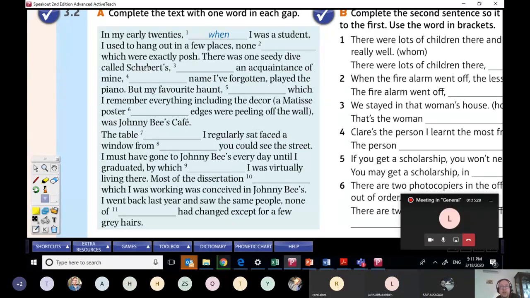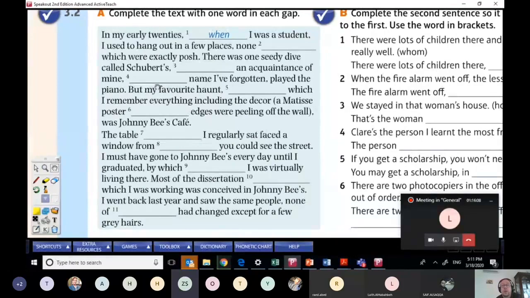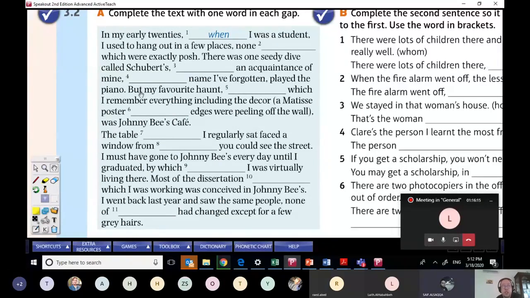So Schubert's is a place. It's called a CD dive. So here's another adjective with a Y. CD means it's sort of like shady in that negative sense, where it's a place where it's not very good people will be there. And a dive is a type of restaurant or bar that is not so beautiful, we might say. So it's called Schubert's. So here we're going to say where. There was one CD dive called Schubert's where an acquaintance of mine, whose name I've forgotten, played the piano.